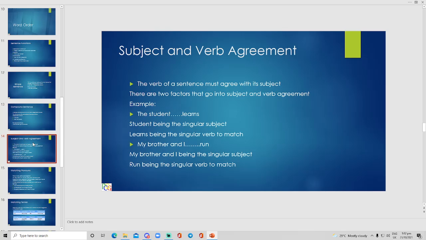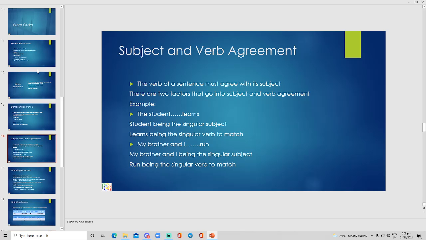Where am I? So, the next thing I want to move on to is subject and verb agreement. I'm sure you know of this, but you may still learn something here. Alright? So the verb of a sentence must agree with its subject, and there are two factors that go into subject and verb agreement. And you're going to see the two factors.